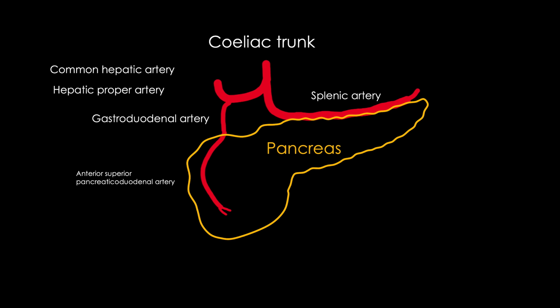It supplies the duodenum, as well as the head of my pancreas. And then the same artery gives the posterior superior pancreaticoduodenal artery. So they are supplying both the surfaces, anterior surface and posterior surface, of the duodenum and the head of my pancreas.